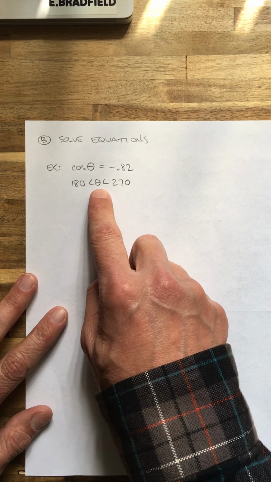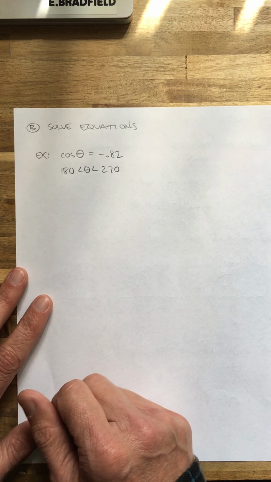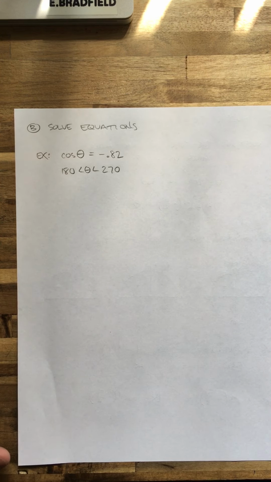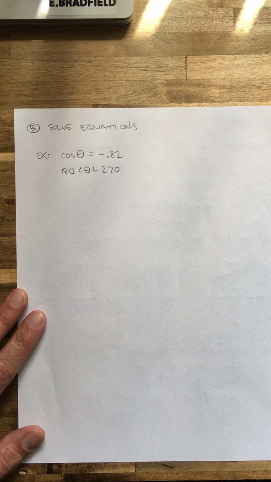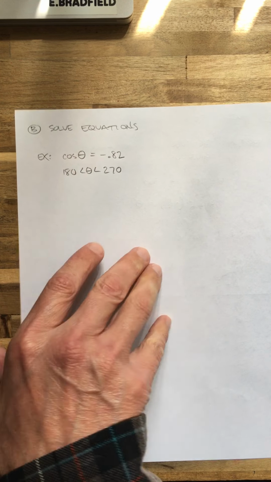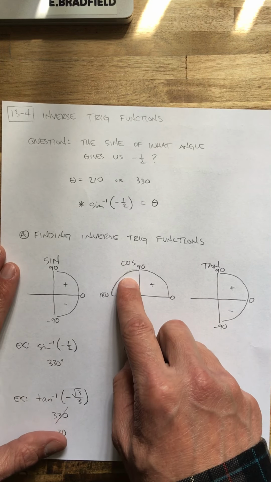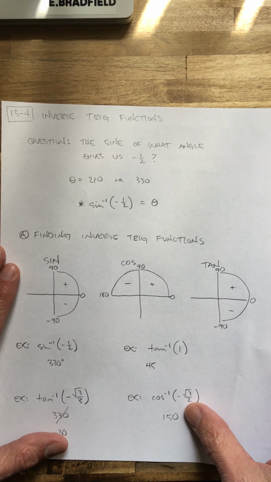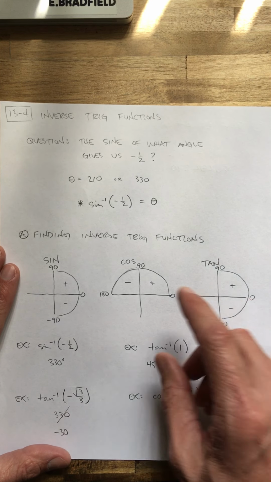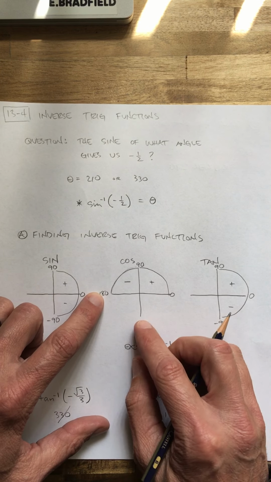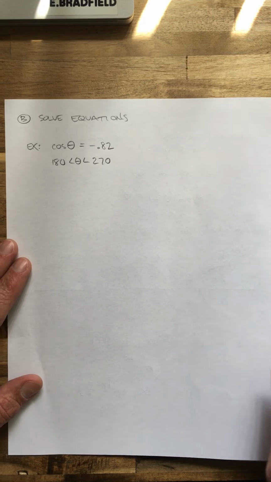But look at this. This says we want our angle to be in between 180 degrees and 270 degrees. So this is kind of a two-step problem. If I take the inverse cosine of negative 0.82, it's going to give me an angle that is in this section between 90 and 180. And then what we're going to have to do is use a reference angle to get us into this next quadrant, because we want the angle to be between 180 and 270. Yeah, 180 and 270.